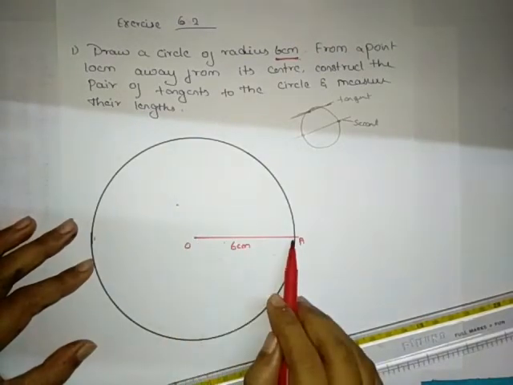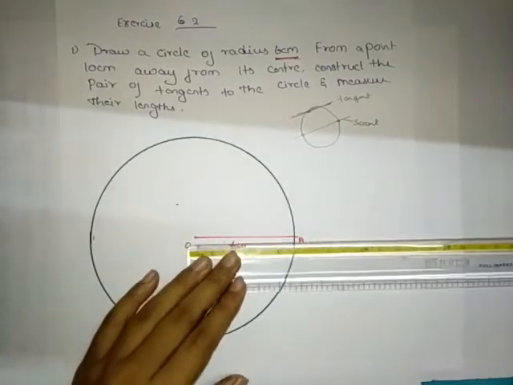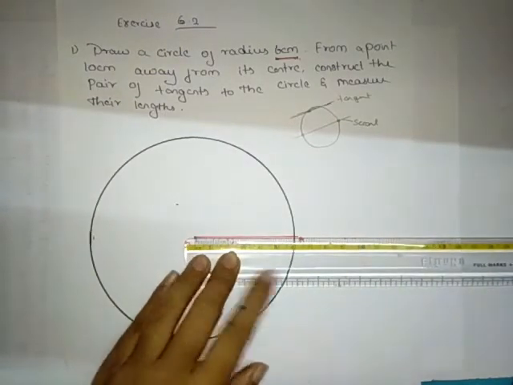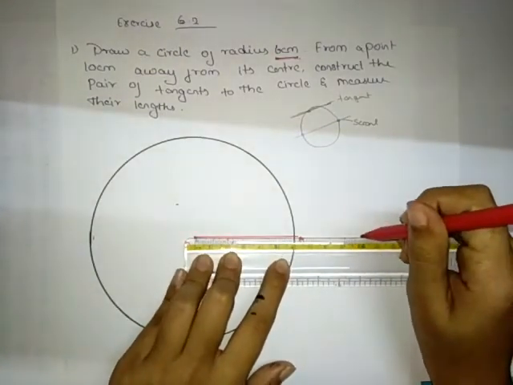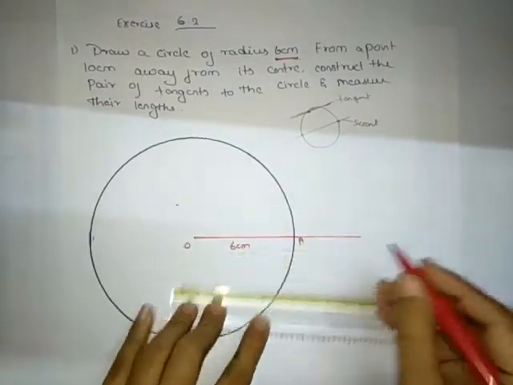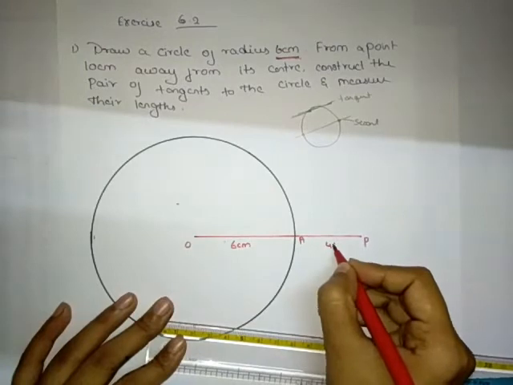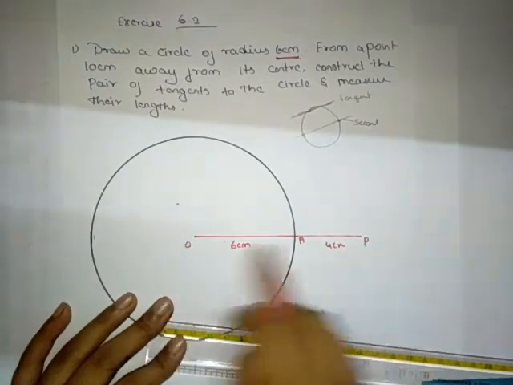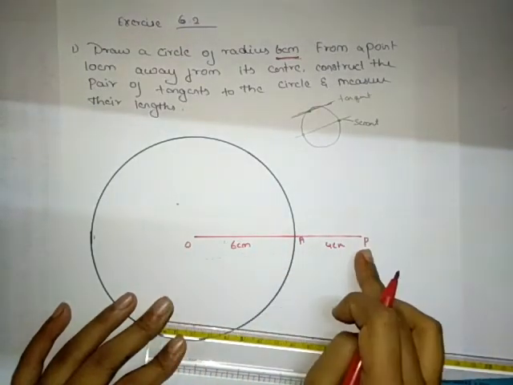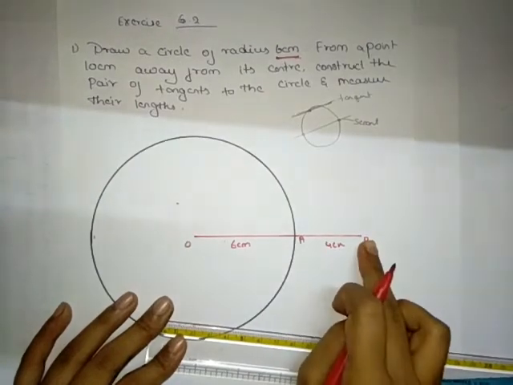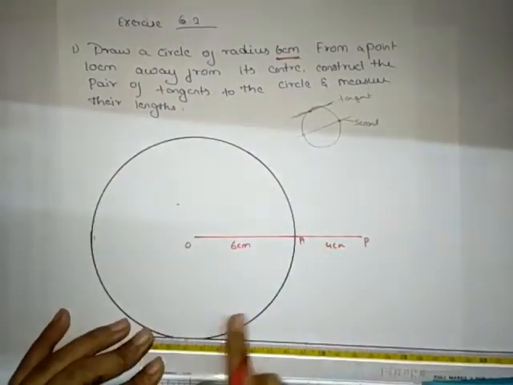Now already it is 6 cm. If I add 4 cm, then it will be 10 cm, isn't it? Now I will add this 4 cm. We'll name this point as P here. This is 4 cm. Totally we got a point which is 10 cm away from the center. From this point we need to construct the tangent for this circle here.